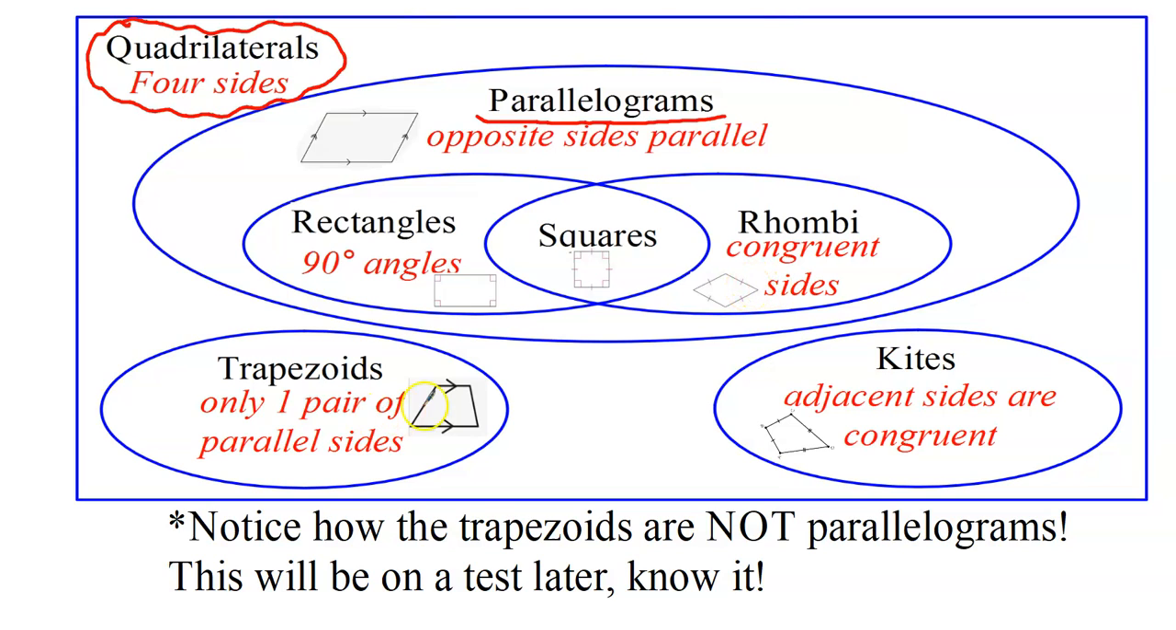And then notice that the trapezoid and the kite, they are not part of the parallelograms, right? They're in their own little set, sort of, you can call it a subset. They are quadrilaterals, but a trapezoid has only one pair of parallel sides, and a kite doesn't have any parallel sides, right? It just talks about sides that are congruent, but there's nothing parallel. So nothing is parallel in a kite. All right, and then it says, notice how the trapezoids are not parallelograms. You should know this.